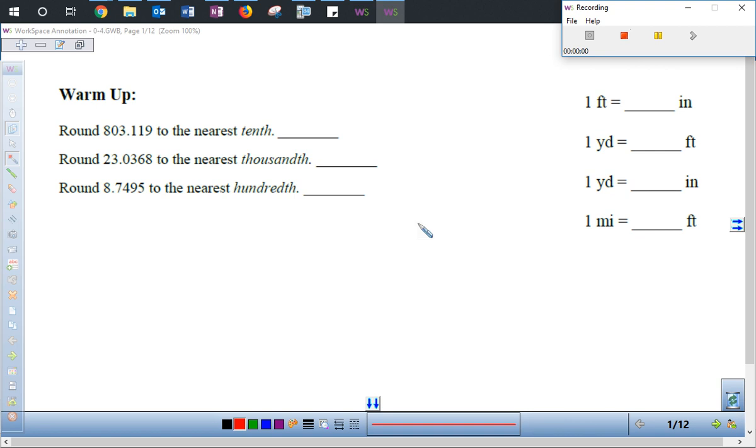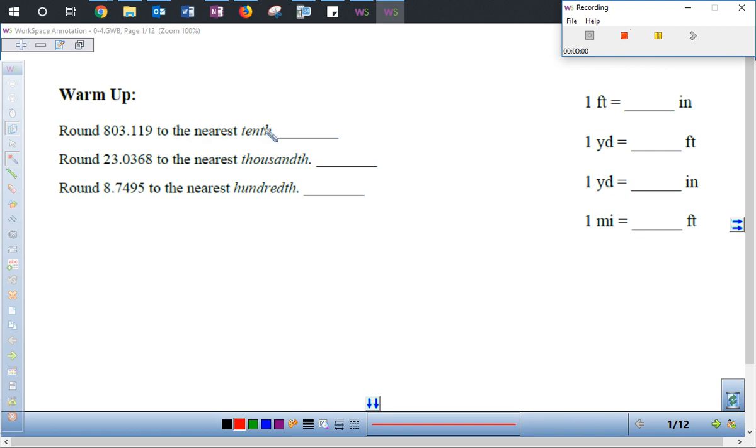Alright guys, today we're going to talk about measures of central tendency, but before we do that, we're going to do a nice little warm-up here. I have 3 questions over here on the left and 4 over here on the right. Let's start on the left where it says round 803.119 to the nearest tenth.